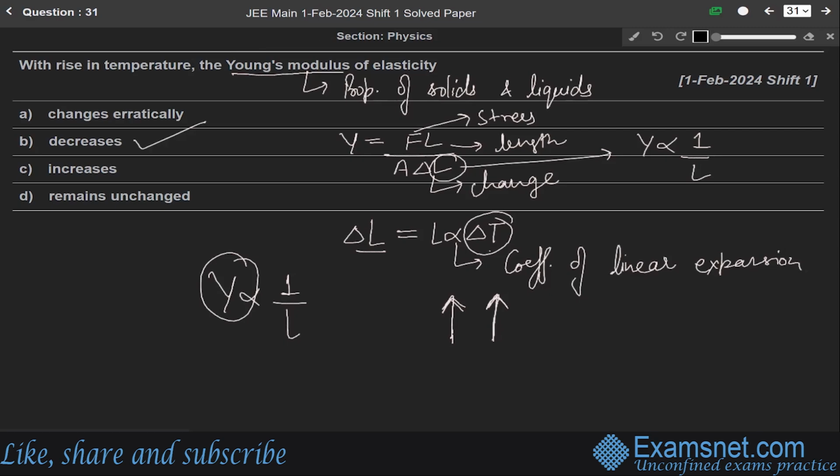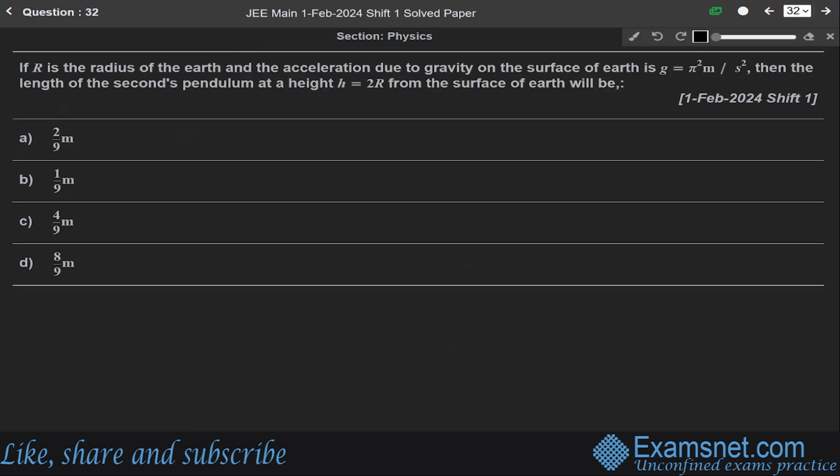Now next, question 32. If r is the radius of the earth and acceleration due to gravity on the surface of the earth is given as g equals pi square meter per second square, then the length of the second pendulum at the height h equals 2r from the surface of the earth will be... Students, this question is from the chapter of gravitation.